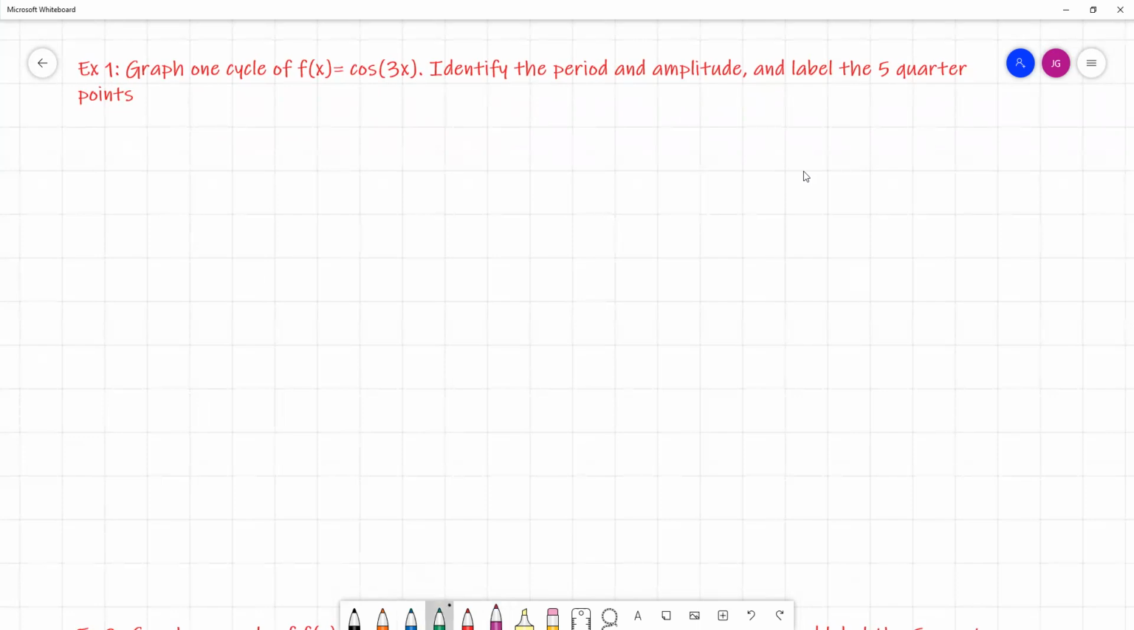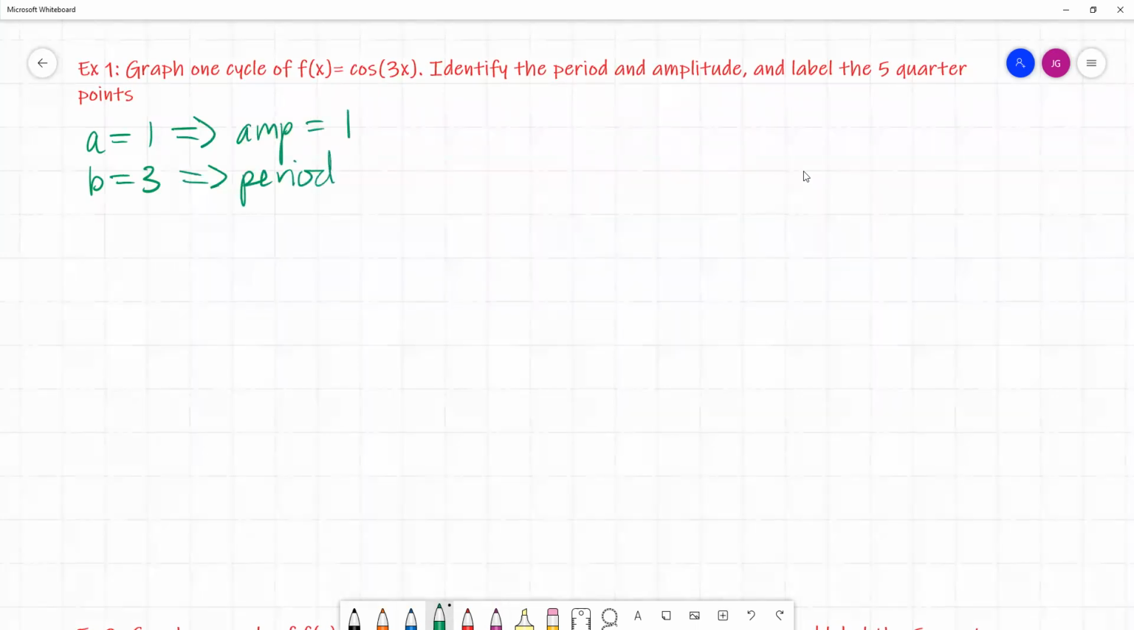So remember, we want to start by finding our amplitude and period. We're going to use a and b to find that. Our a in this case is 1, our b is 3. So what does that mean? That means our amplitude is 1, and our period is 2 pi divided by b, which is in this case 3. So our period is 2 pi over 3.